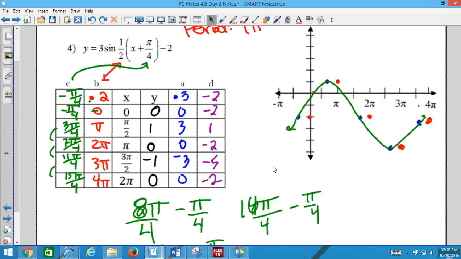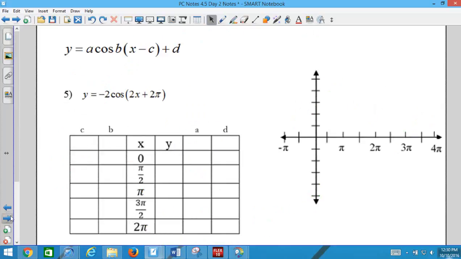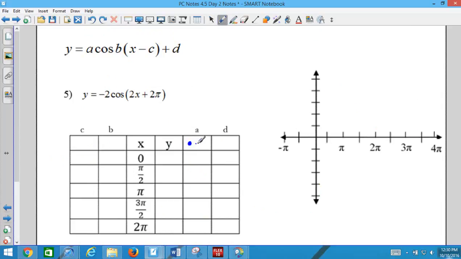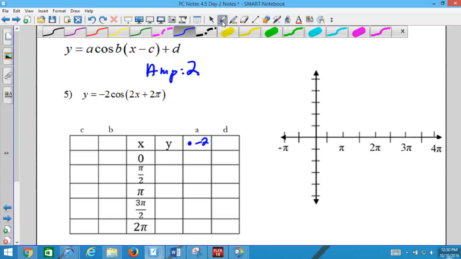All right, last one. Do we have an A value? Yes, we're going to multiply by -2. What is our amplitude? Just 2. And do we have a D value? No. Do we have a B value? Not yet.